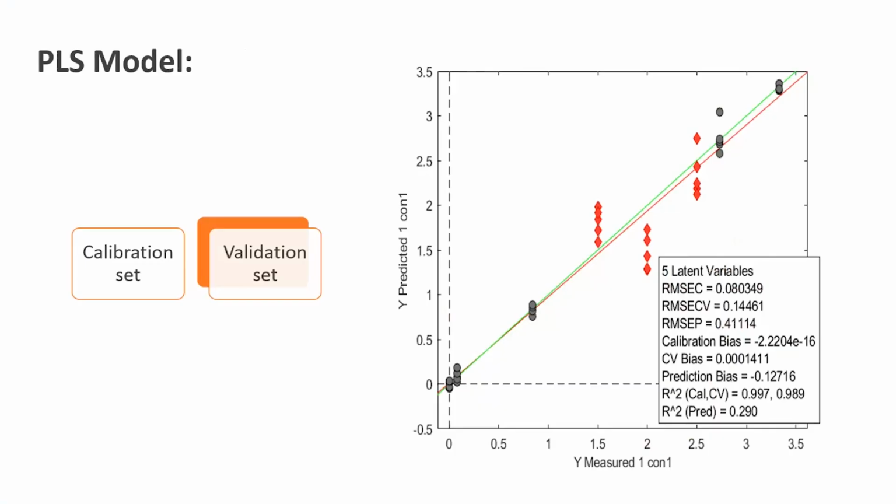So this is how our PLS model graphs for our statistical analysis. So you can see our calibration set and our validation set here. And then all of those different performance variables are reported there as well.